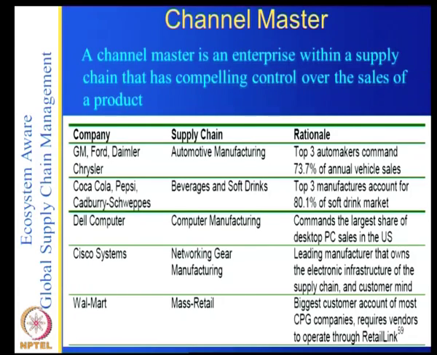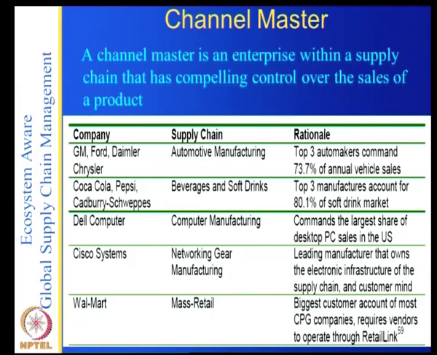The channel master is an enterprise within a supply chain that has compelling control over the sales of products. For example, General Motors, Ford, and Daimler Chrysler in automotive manufacturing: the top 3 automotive companies account for 73.7% of annual vehicle sales. So they become channel masters. Why do people listen to them? Because 75% of the annual sales are controlled by them. So the suppliers and logistics providers in the auto industry command respect from this.